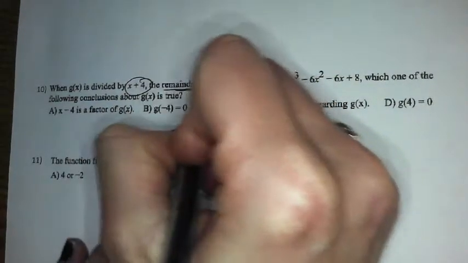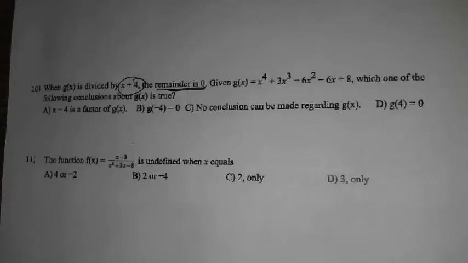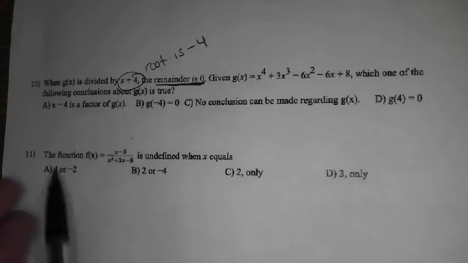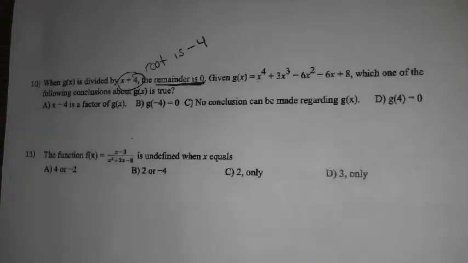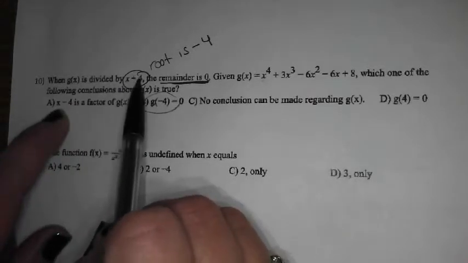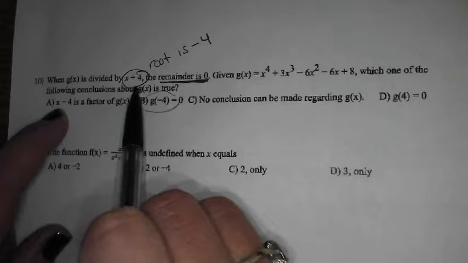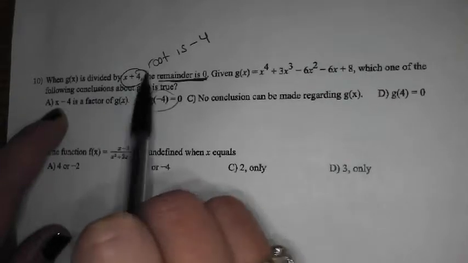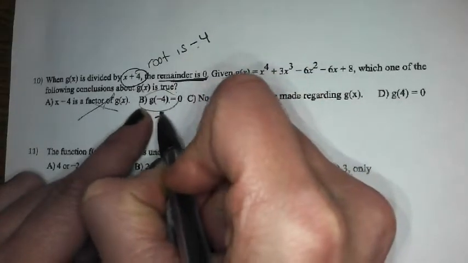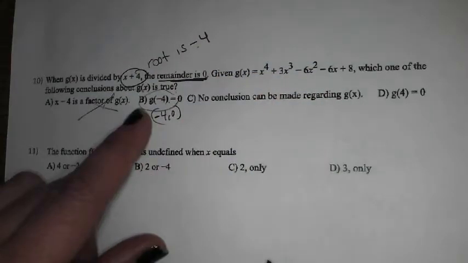If you divide by x plus 4 and the remainder is 0, what's the root? Root is -4. If the root is -4, which one of those is true? B. X minus 4 isn't a factor. If x plus 4 goes into it with no remainder, then x plus 4 is the factor. -4 is the root, so that's not it. Here is -4 being the root because this is the point -4, 0. Right? Remember the remainder theorem?